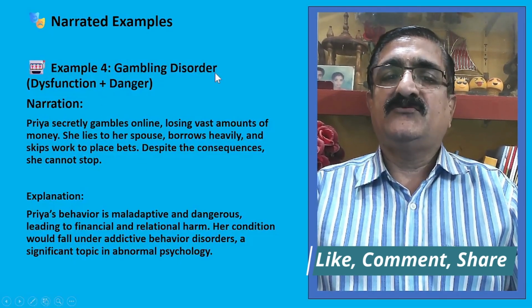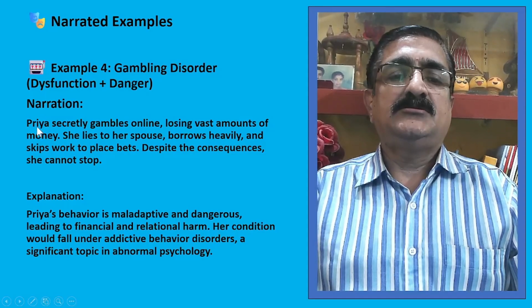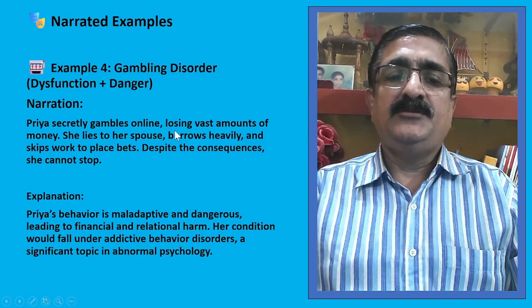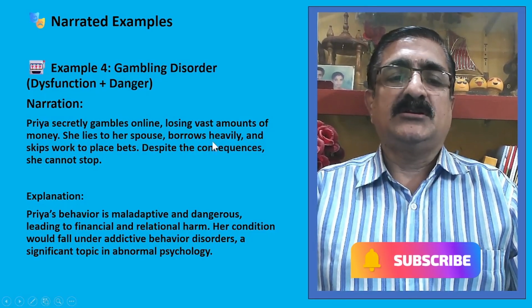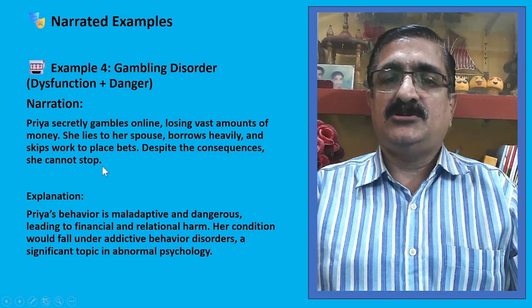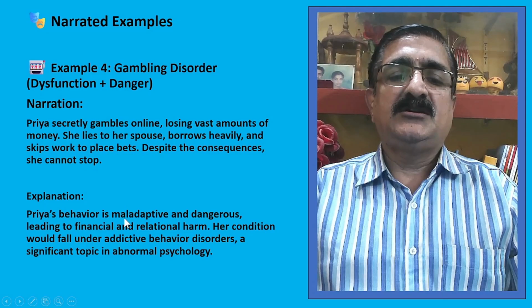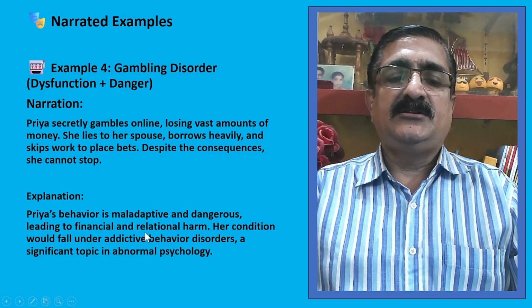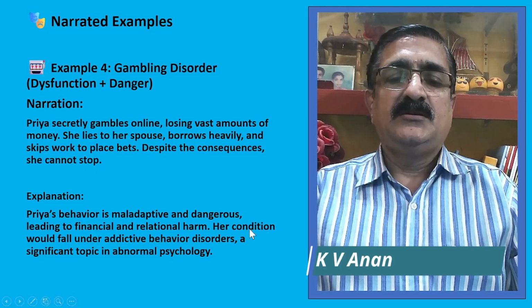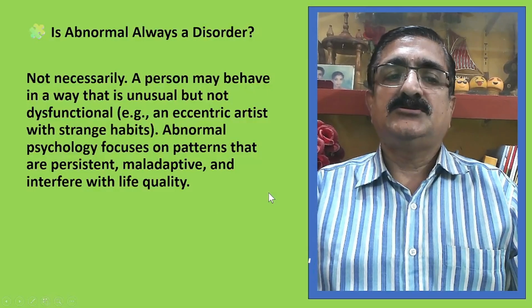The fourth example is of gambling disorder. Here you can find dysfunction and danger. The narration is: Priya secretly gambles online, losing vast amounts of money. She lies to her spouse, borrows heavily, and skips work to place bets. Despite the consequences, she cannot stop the gambling behavior. The explanation here is Priya's behavior is maladaptive and dangerous, leading to financial and emotional harm. Her condition would fall under addictive behavior disorders, a significant topic in abnormal psychology.